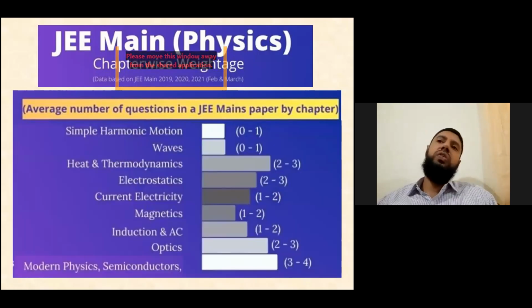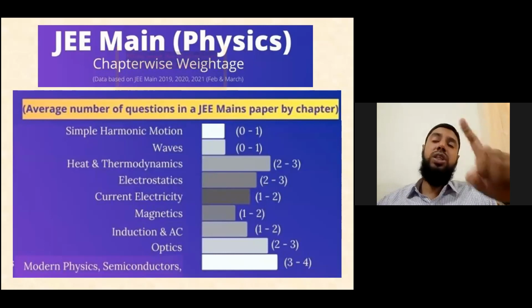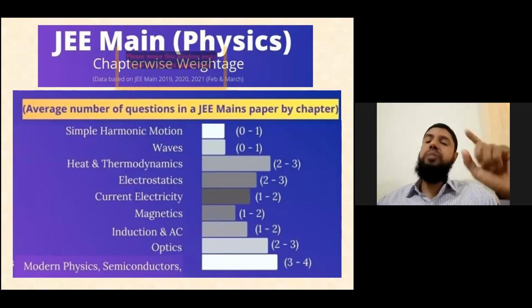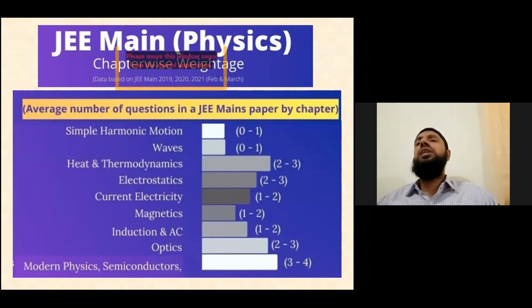Then oscillations, waves, 1 question maybe. Then with heat and thermodynamics, 2 to 3 questions. Heat and thermodynamics includes kinetic theory of gases. Then in electrostatics, 2 to 3 questions. Current electricity, 1 or 2 questions.